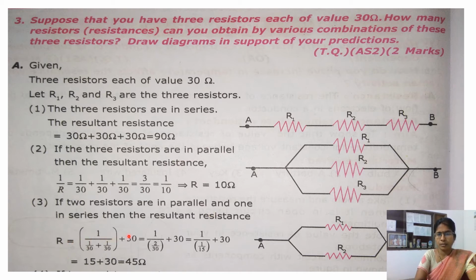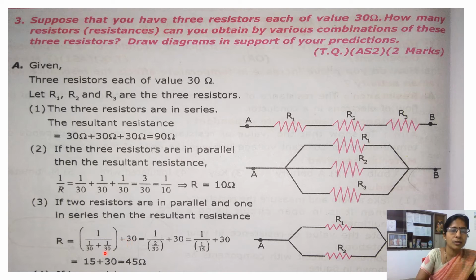Then what happens? Here in this circuit, you can see that the resistors R1 and R2 are connected in parallel combination and they are connected in series to the third resistor R3. Now let's see the equivalent resistance in the circuit. Here R is equal to 1 by 30 plus 1 by 30, which is the parallel combination, and they are connected in series to the third one, so it is directly R3, 30 ohms.